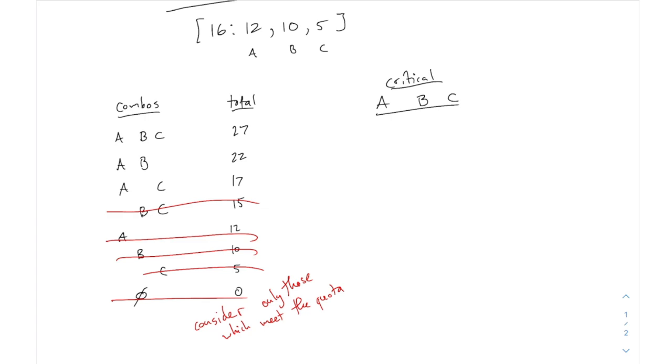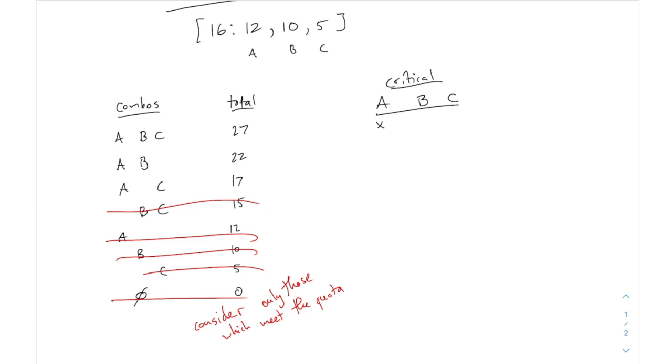So in this case, A is critical. I believe the B and the C are not, though. Do we really need the B to make it to 27? Well, without the B, it's A plus C, which is 17, which does make the quota. And so in this line, B is not critical, and neither is C. If I were to take the C away, it would add up to 22, which still makes it to the quota. So in this line, A is the only critical voter. The other two are not critical. All right? I hope everybody sees what I'm talking about.